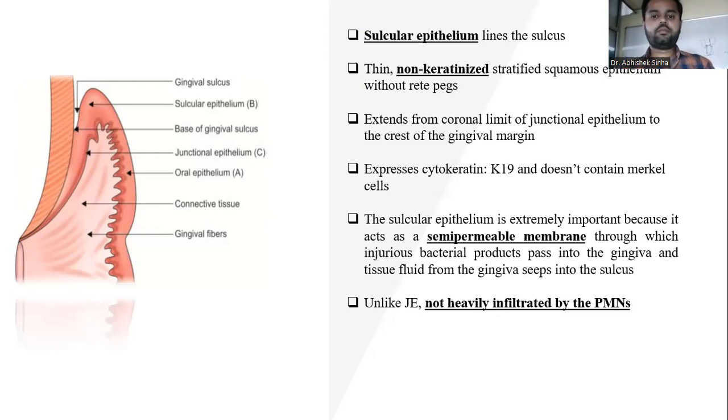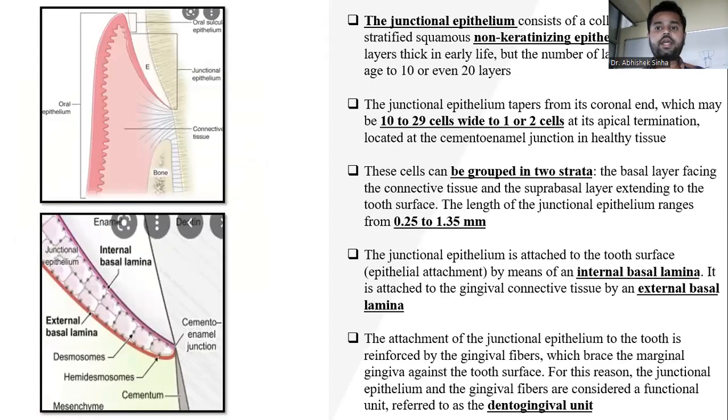Unlike junctional epithelium, it is not heavily infiltrated by PMNs. PMNs are polymorphonuclear neutrophils. So junctional epithelium has the maximum amount of neutrophils, and sulcular epithelium does not have that much. Junctional epithelium is non-keratinizing epithelium. Remember this. Okay, it is a non-keratinizing epithelium.